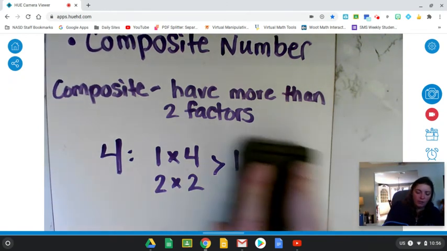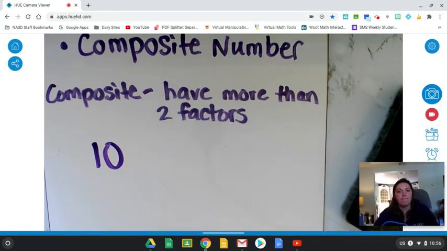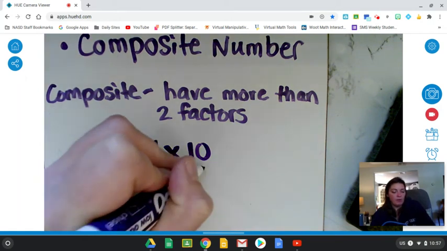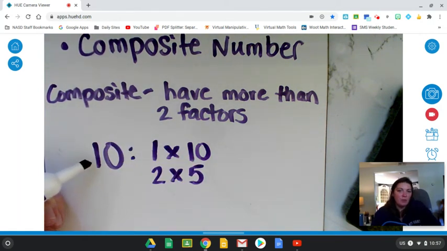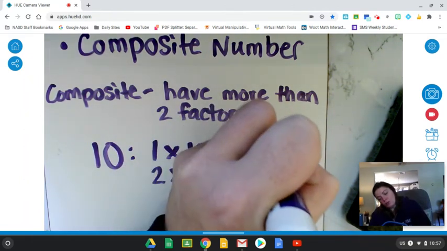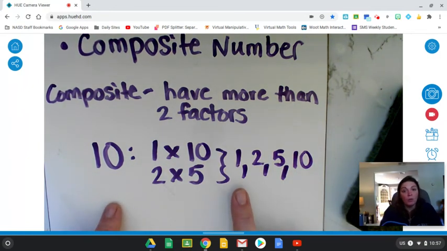All right, let's look at another composite number. Let's look at 10. What are all the factors of 10? Let's see, we can take 1 times 10. We can take 2 times 5. 10 is not divisible by 3 or 4 or 6 or 7 or 8 or 9. So this is it. What are the factors of 10? 1, 2, 5, and 10. That's why 10 is composite, because it has more than 2 factors. It has 4 of them.